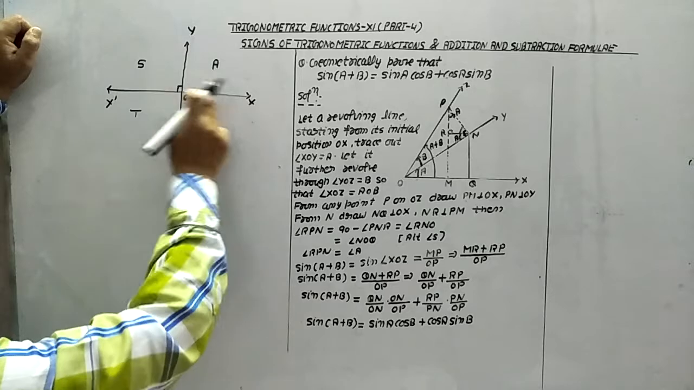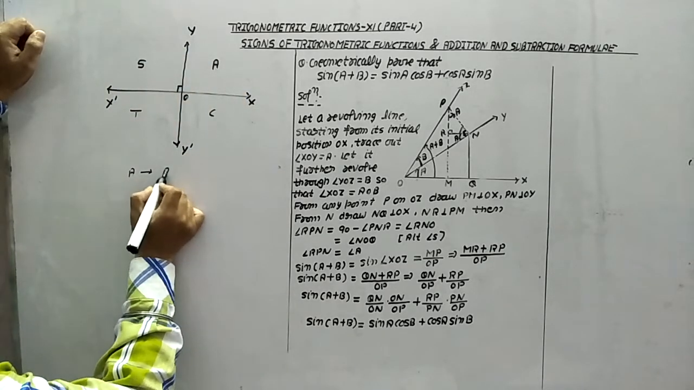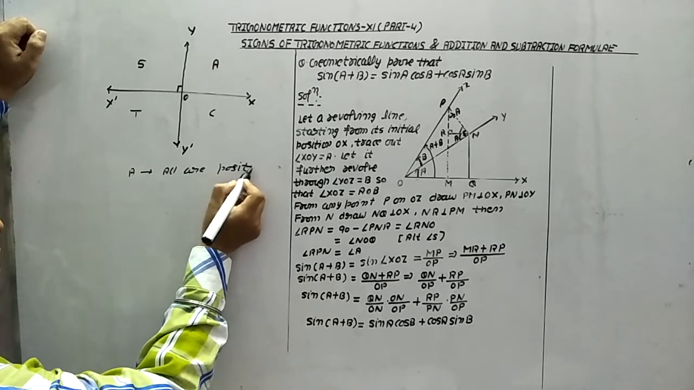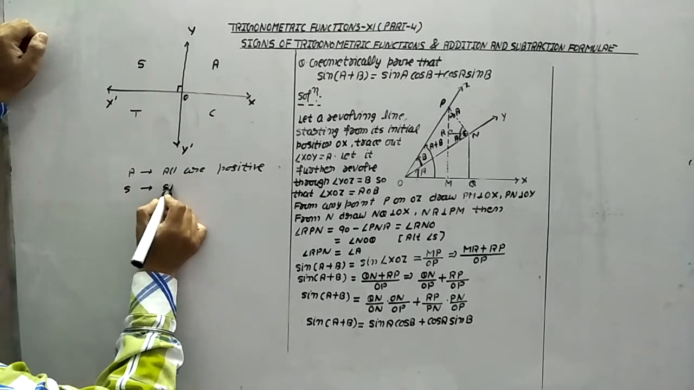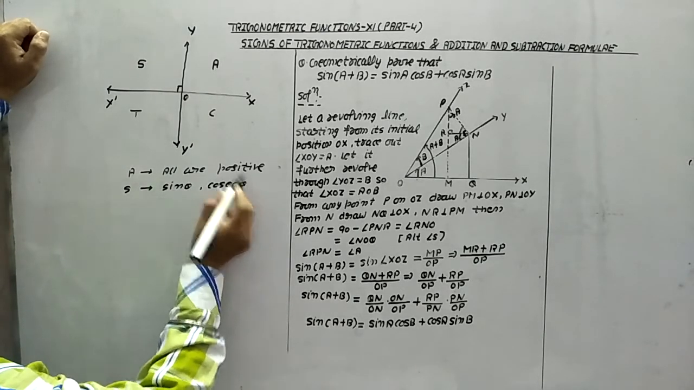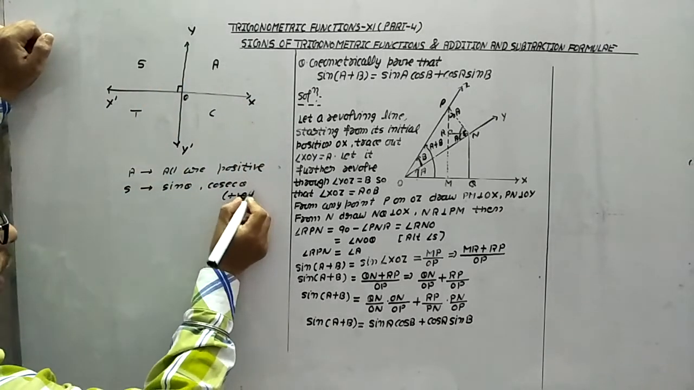ASTC. It means After School To College. A means all are positive, because in the first quadrant all trigonometric ratios are positive. S means sin and cosec, sin theta and cosec theta. If we take any moving angle theta, these two are positive in the second quadrant.